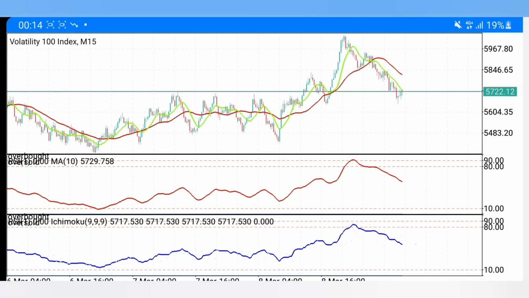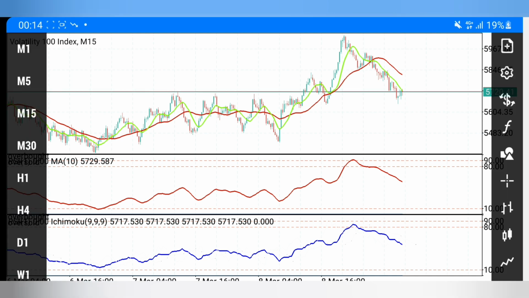All right, so first and foremost, this market, ladies and gentlemen, will keep falling, of course, until your moving average down below here hits 10 and your Ichimoku hits 10. That's when we're going to see a bounce back starting to rise up again. But for now, the market is going to keep falling.